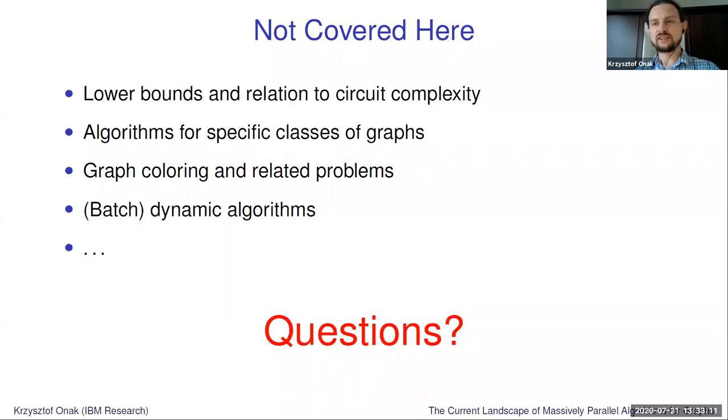And there are lots of topics that I haven't covered here. It's great to see lots of MPC research, and we had one invited talk yesterday as well.